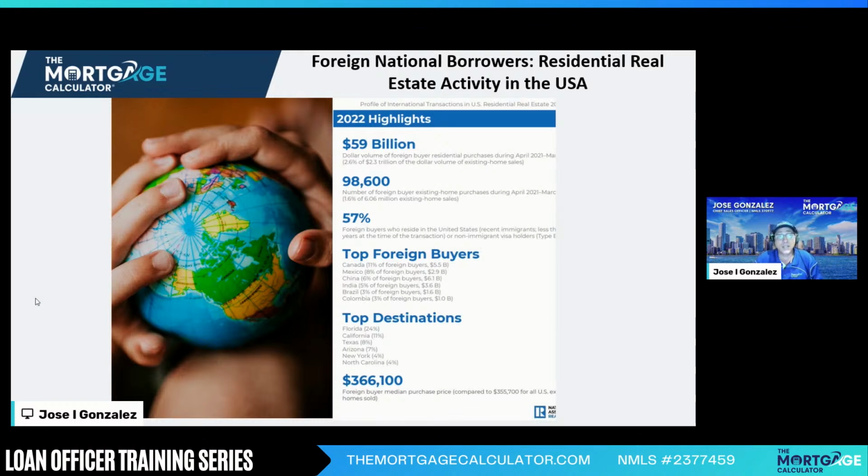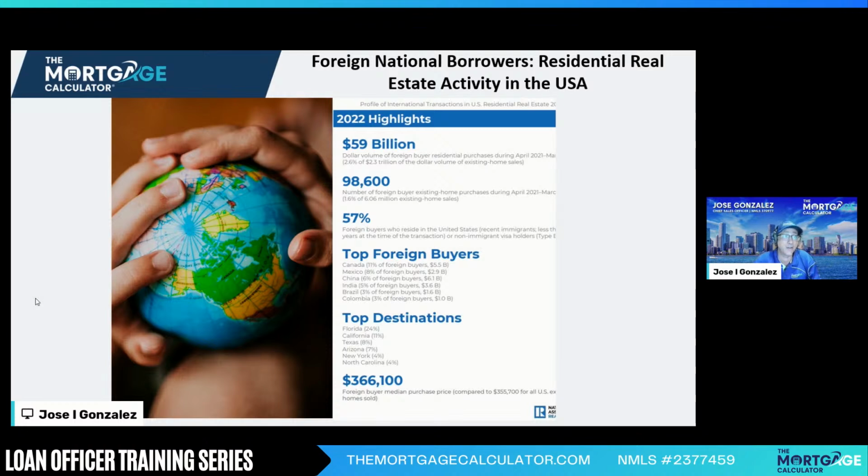$59 billion in 2022 was the dollar volume of foreign national residential sales. That's from April 2021 to March of 2022. I can bet you it's a lot higher than that in 2023. 98,600 is the number of foreign buyer existing home purchases, not including new construction. That's existing home purchases.